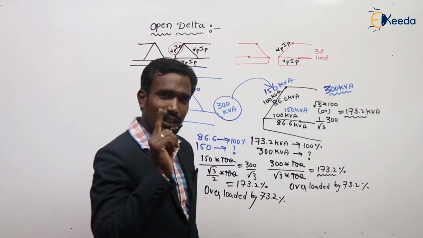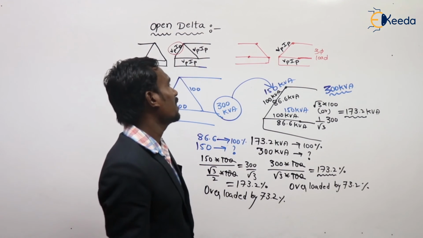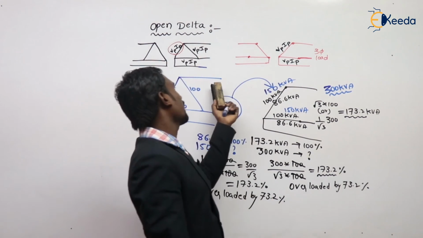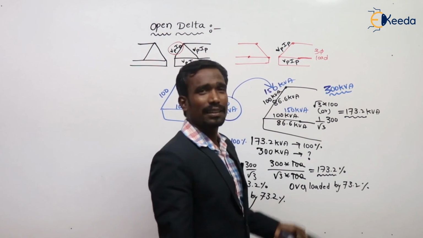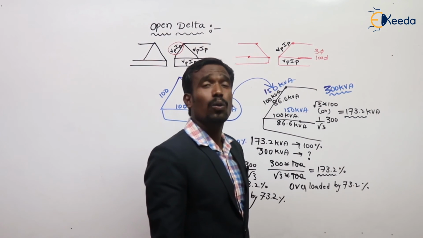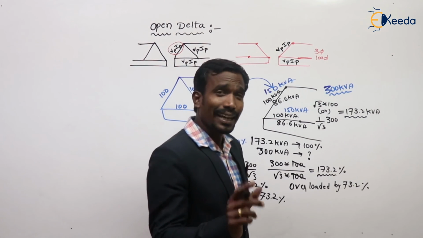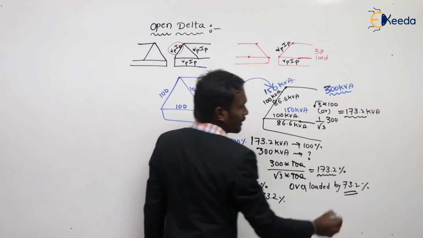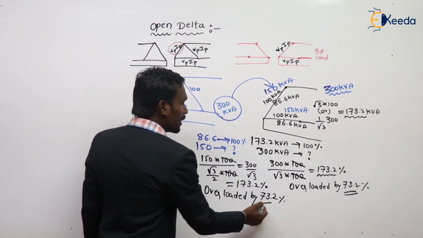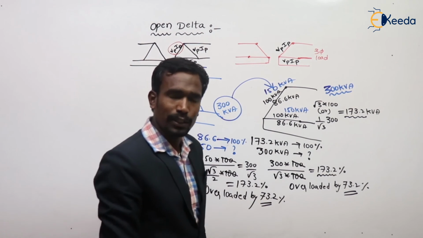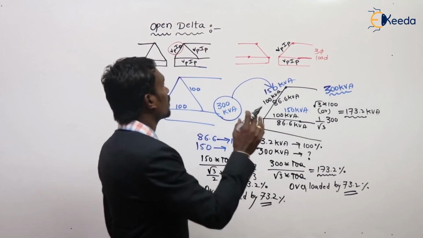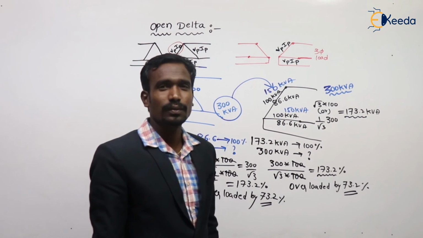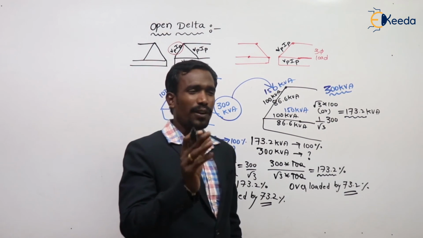So, what is the question here? If the closed delta kVA is applied on the open delta system, then the system is overloaded by 73.2%, and each transformer is also overloaded by 73.2%. This is the concept they may ask you as a question in your competitive exams. This is one concept.